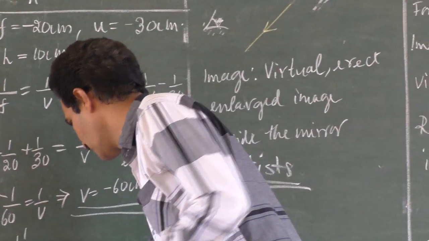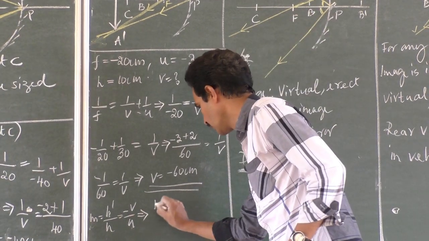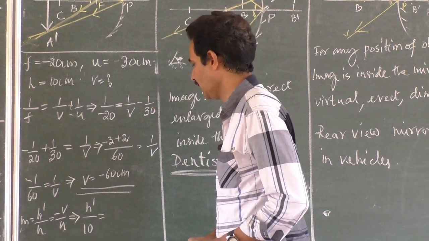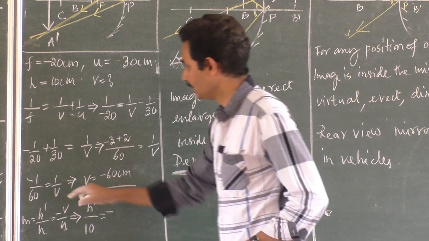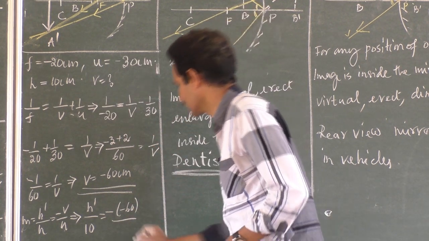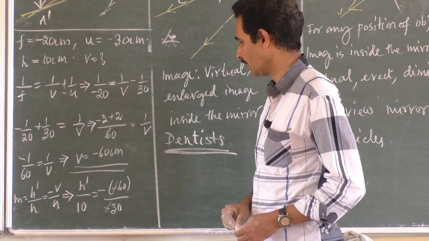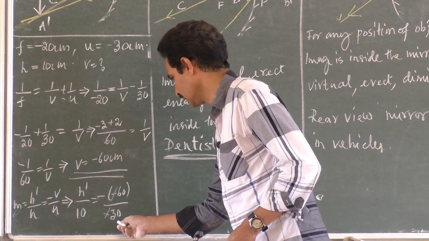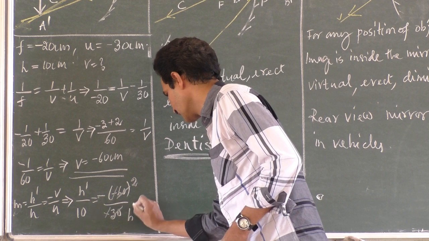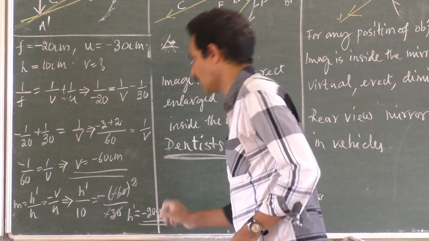How much magnified is it? M is equal to h dash by h is equal to minus V by U. So that implies h dash we don't know, h, the object height above the principal axis, is 10 centimeters, is equal to minus the image distance, that is also minus 60, by U, U is also minus 30, in between F and C. Now this gets cancelled, and this is 2 times, correct? And what is h dash?